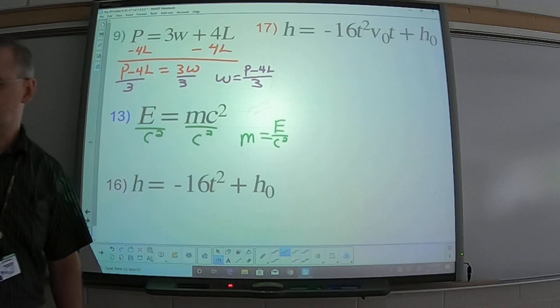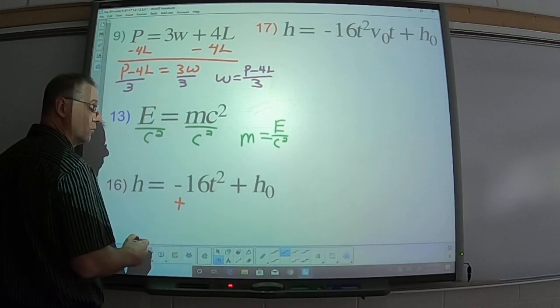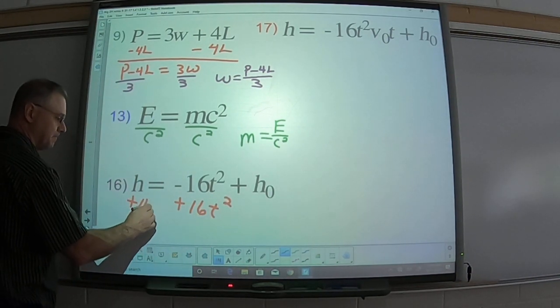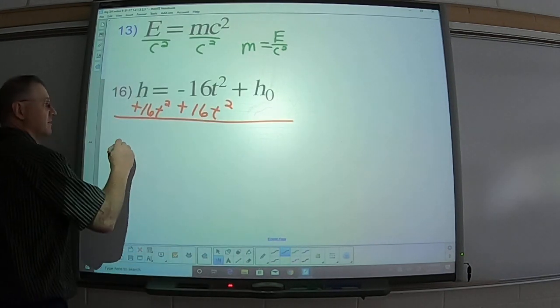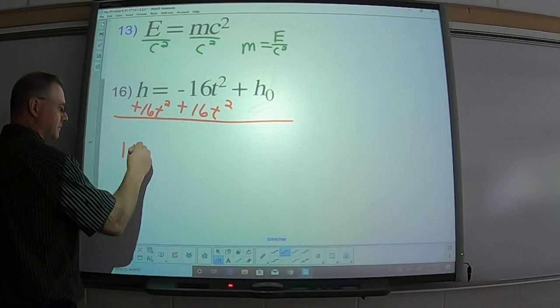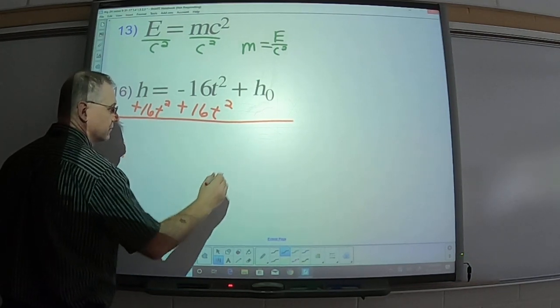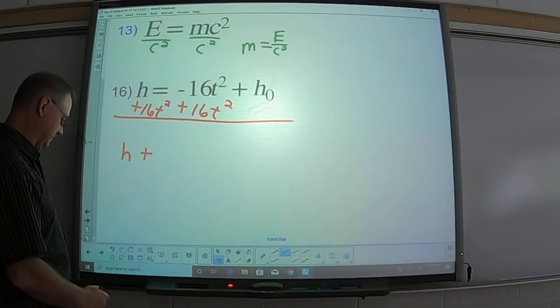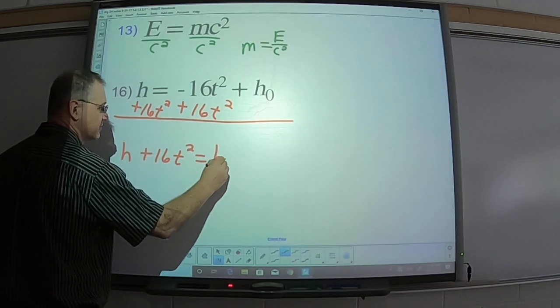But what's important here is we're trying to get H sub 0 by itself, and that's actually fairly easy. We have to get rid of this by adding a positive 16t squared to both sides. So there's H plus 16t squared equals, keeping up with me? Come on, there we go. H plus 16t squared equals H sub 0.